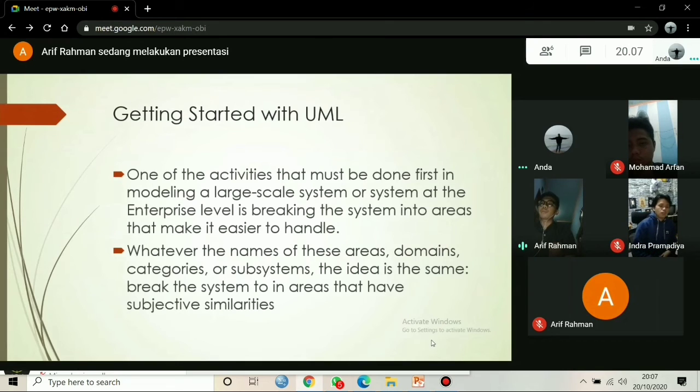Getting started with UML. One of the activities that must be done first in modeling a large-scale system or a system at the enterprise level is breaking the system into areas that make it easier to handle. Whatever the names of the areas, domains, categories, or subsystems, the idea is the same: break the system into areas that have subjective similarities.